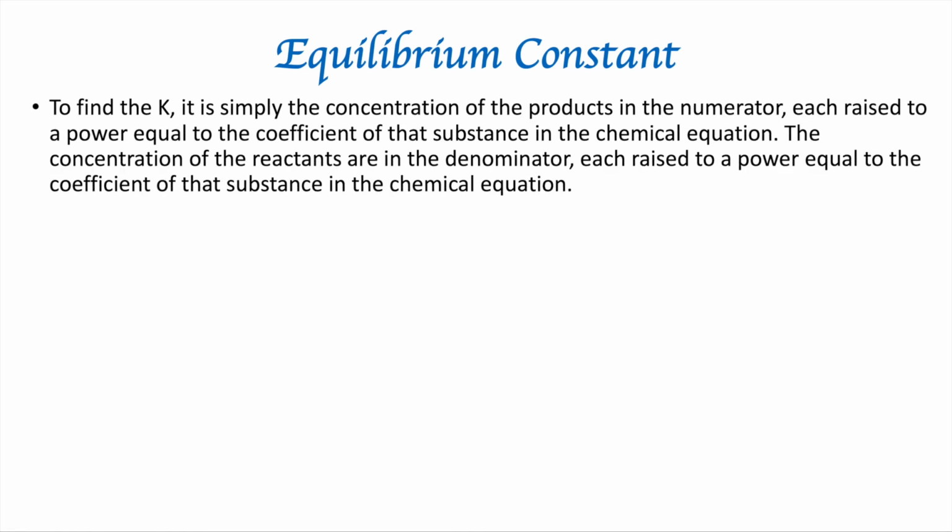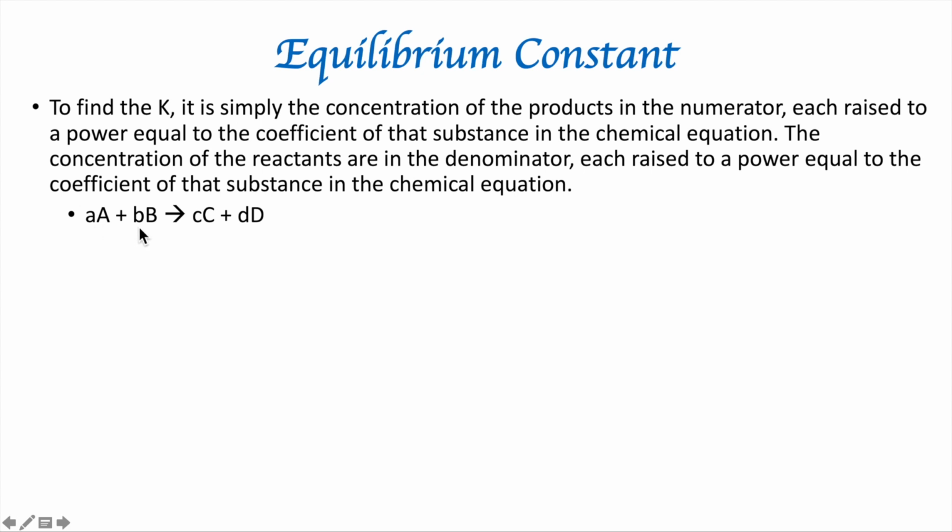So to find the K, the constant value, it is simply the concentration of the products in the numerator, each raised to the power equal to the coefficient of that substance in the chemical equation. The concentrations of the reactants are in the denominator, each raised to a power equal to the coefficient of the substance in the chemical equation. Does that make sense? I think it will be a little easier to understand if you look at the formula. So let's pretend we have this reaction.